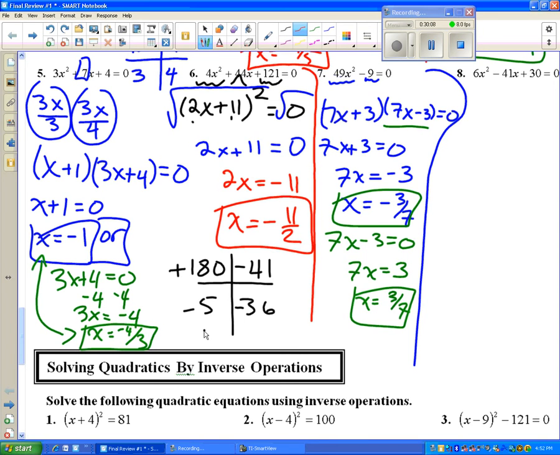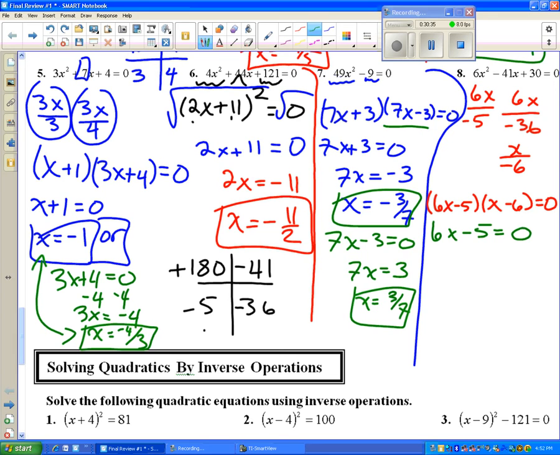So now I need my fractions. 6x over negative 5, 6x over negative 36. 6x over 5 does not reduce. 6x over 36 becomes x over negative 6. So I get 6x minus 5 times x minus 6 is equal to 0. So I have my two factors. I can say 6x minus 5 is equal to 0. Add 5, 6x is equal to 5. Divide by 6, x is equal to 5/6.